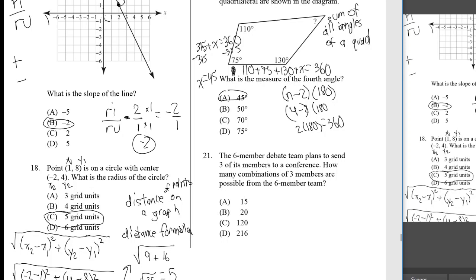Now, number 21. 21 is a little bit more challenging. I'm debating whether I want to go over it just because I'm dealing with combinations and permutations. A 6-member debate team plans to send 3 of its members to a conference. How many possible groups of members from a 6-member team?